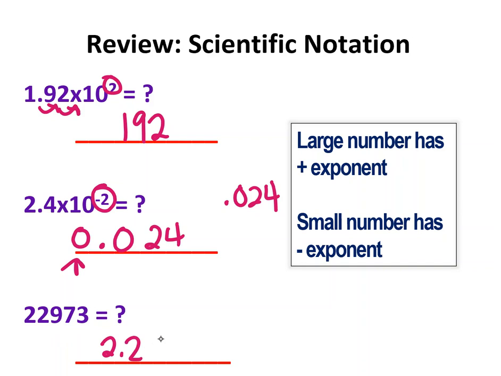Okay, on this one, I'm going to move the decimal place all the way. Kind of our standard way to show it is to put it right there with one non-zero digit in front. And again, this is a large number, so it's a positive exponent, and I moved it 4 times.